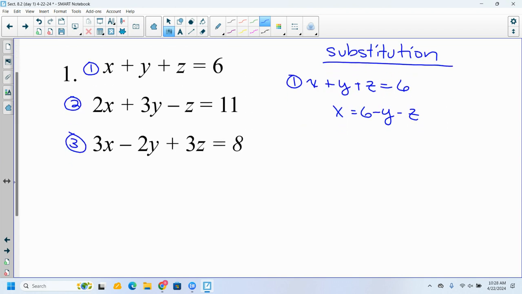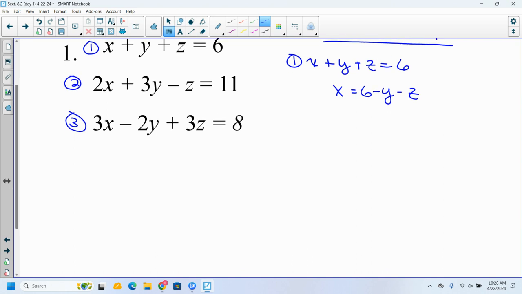Okay, so I'm going to take equation 2. I'm going to take the x out. I'm going to plug it in that, 6 minus y minus z. And I'm going to take equation 3. I'm going to do the same thing. I'm just going to kind of organize my work, one on each side, and move down.